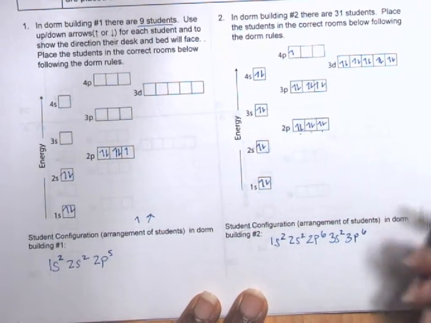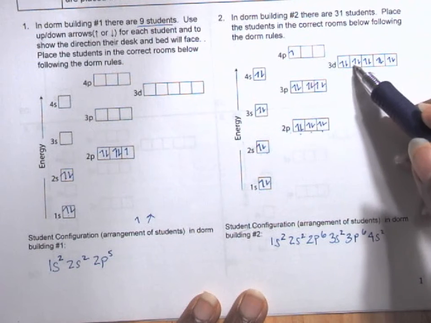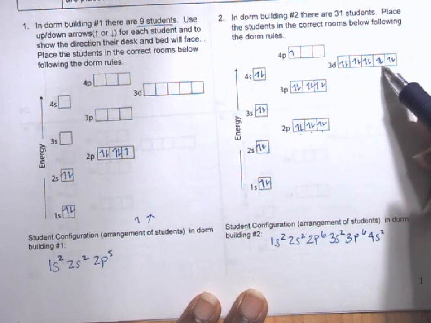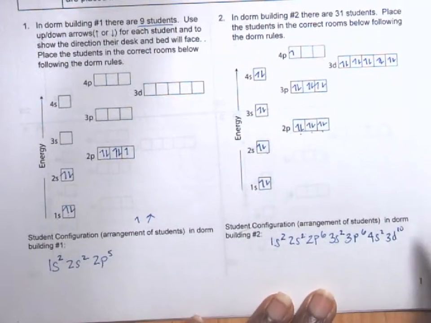Next was 4s2. And 3d, 2, 4, 6, 8, 10. So 3d10, 10 electrons in there. And then finally 4p1. Okay.